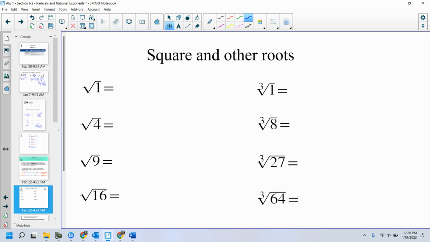So let's do some square roots. What's the square root of 1? 1. What's the square root of 4? 2. Square root of 9? 3. Square root of 16? 4, right? Because each one of those numbers, 2 times 2 is 4. 3 times 3 is 9.